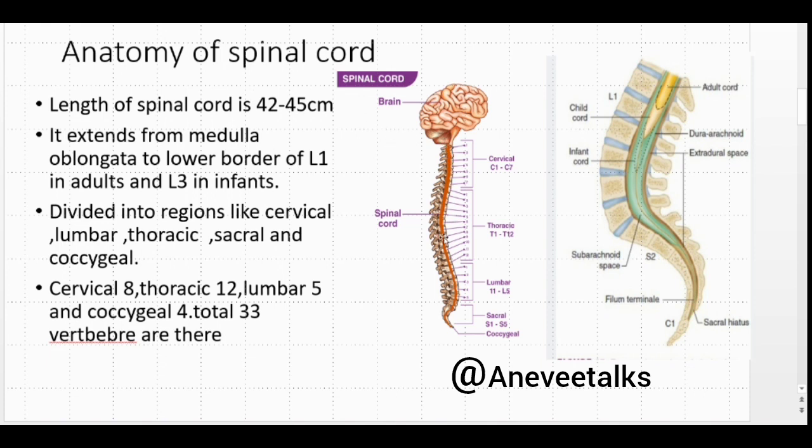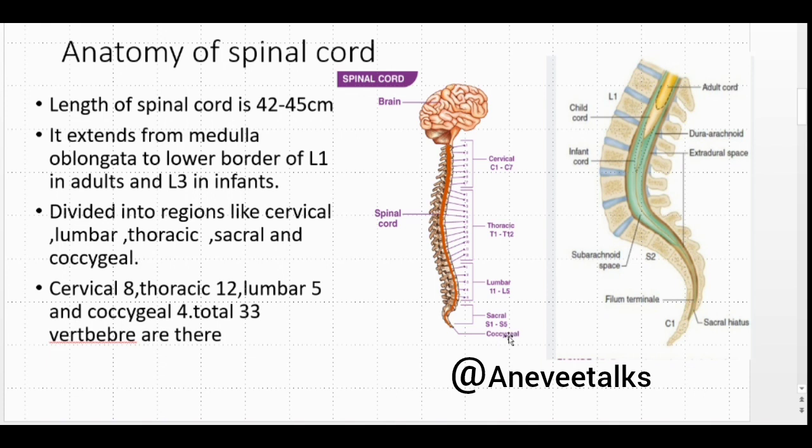And then what is the length of the spinal cord? It is around 42 to 45 centimeters in length. These vertebrae are the coverings of the spinal cord; they are the protectors, the outer bony structures. We can classify them: we have a total of 8 cervical vertebrae, and 12 thoracic vertebrae.